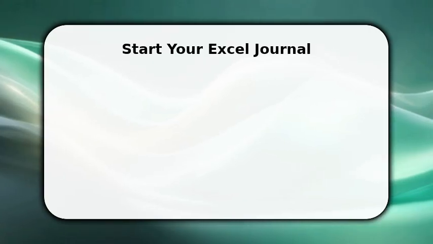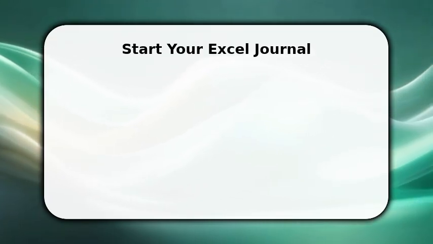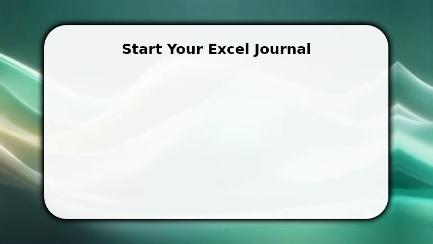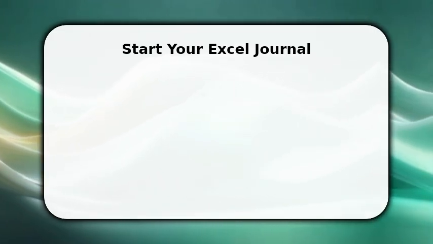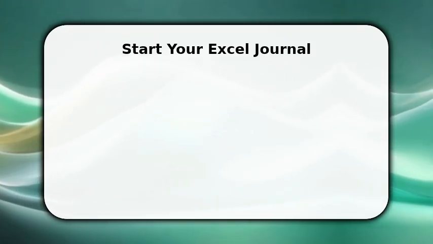You begin by creating a single workbook and a table named Trades. Include date, ticker, size, entry, exit, P/L, fees, and notes. Once done, lock your time zone and position sizing rule, for example, 1% risk per trade, so data stays consistent.